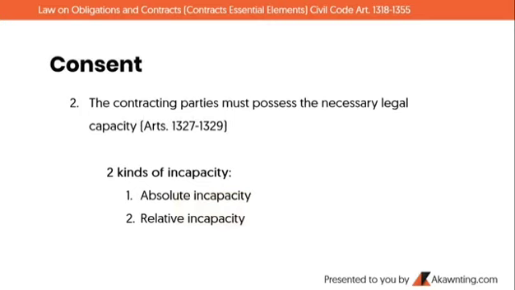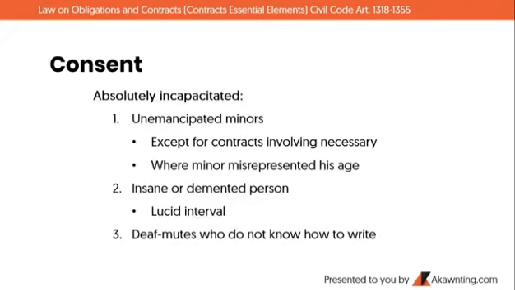Okay? So, ayan. Next, punta tayo dun sa second requisite ng consent. So, we have the contracting parties must possess the necessary legal capacity. So, this is based from Articles 1327 to Article 1329. So, pag sinabi nating capacitated ang isang tao, ibig sabihin, capacitated siya or pwede siyang pumasok sa isang contract. Okay? Pero pag sinabi nating incapacitated ang isang tao to enter a contract, hindi siya pwedeng mag-enter into a contract. Okay? So actually, there are two kinds of incapacity. We have absolute incapacity and relative incapacity. So let's go first with the absolute incapacity, kung ano bang ibig sabihin yan.